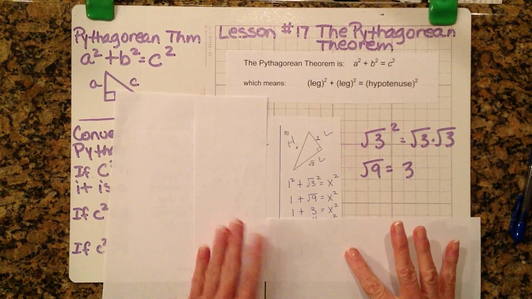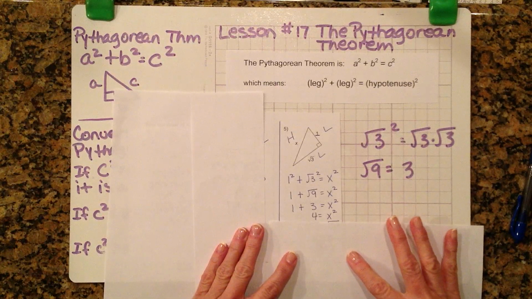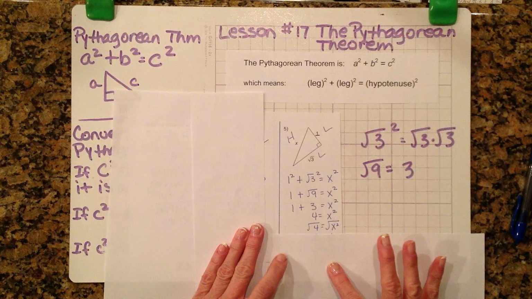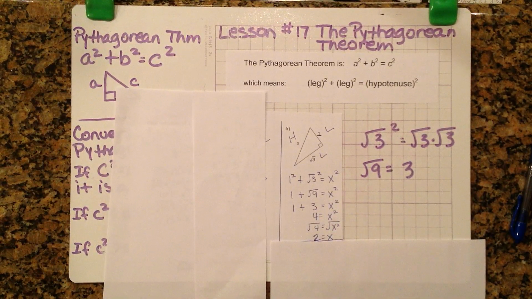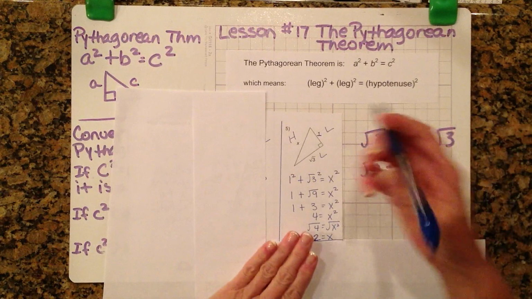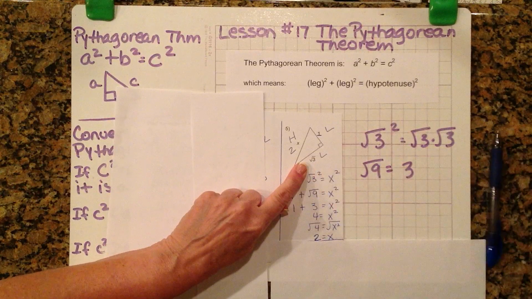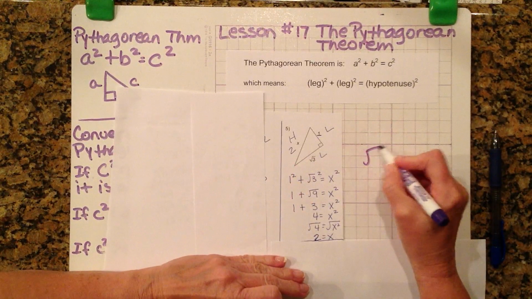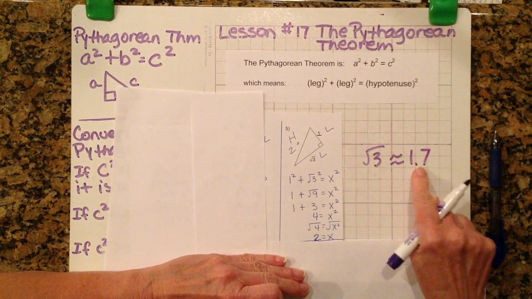So right here I've got 1 plus 3 equals x squared. Add those up and I get 4 equals x squared. Take the square root of both sides. And I'm going to end up with 2 as my final answer for that. Okay? So this is 2. Now the square root of 3 is not 3. If I found the decimal equivalent, the square root of 3 is around, I believe, 1.7. And that's less than 2.